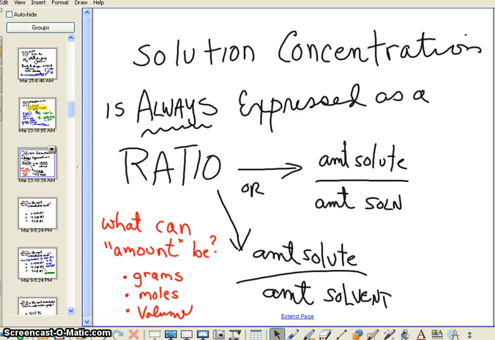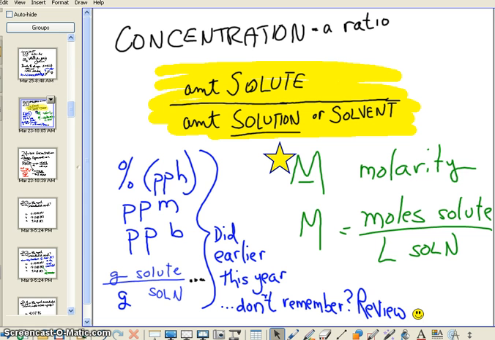And so if you think about the word amount of solute and amount of solution, depending upon what area of science that you're in, you might want that expression to be in grams or in moles or in volume. In molarity, it's moles of solute per liter of solution. Moles of solute per liter of solution, you can see. Moles per liter.